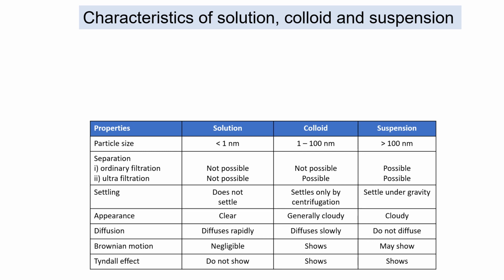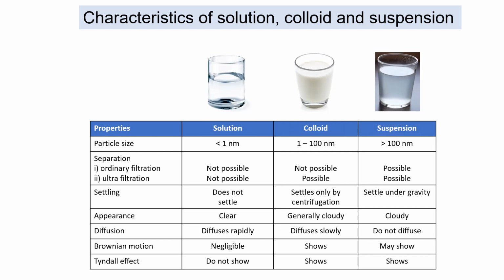Now let's take a look at the characteristics of a true solution, colloid, and suspension. We can differentiate them in terms of their properties. The first one is the particle size. For a true solution, the particle size is much smaller, less than 1 nanometer. For the colloid, it is in the range of 1 to 100 nanometer. And for the suspension, it is larger, greater than 100 nanometer.